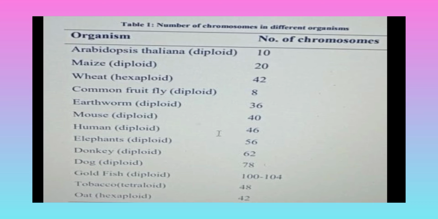So these are the numbers of chromosomes present in different organisms: in maize 20, common fruit fly 8, earthworm 36, elephant 56, human 46, donkey 62, dog 78. The highest number of chromosomes is present in the goldfish, which has 100 to 104 chromosomes. Tobacco has 48, and oat has 42. They are divided depending on their family, like diploid, hexaploid, tetraploid. So these are the chromosome numbers in different organisms.